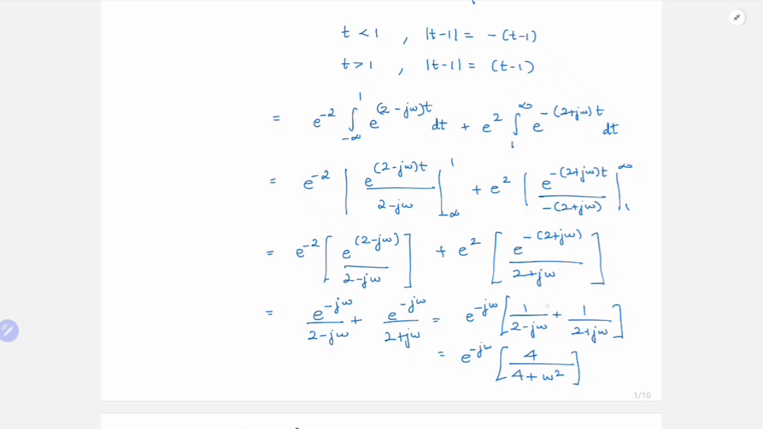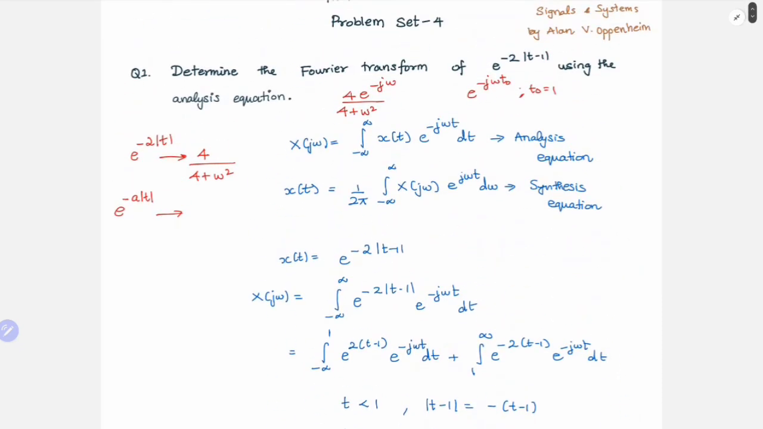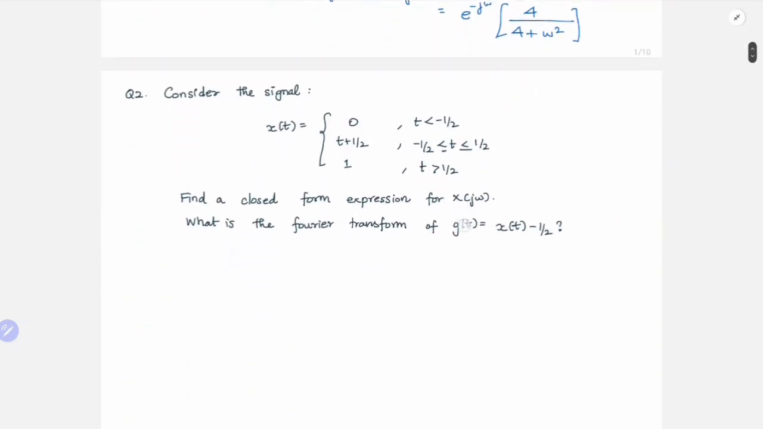So when we cross multiply, we'll get 2a divided by a square plus omega square. So it will be 2a by a square plus omega square. Okay. So let us move on to the next question.